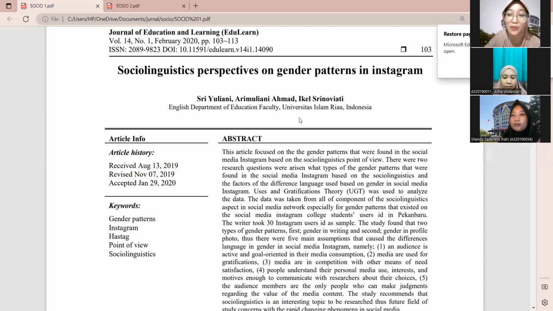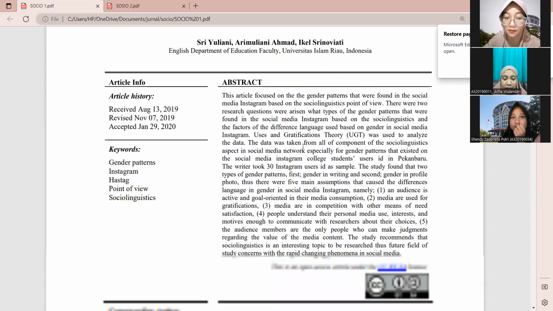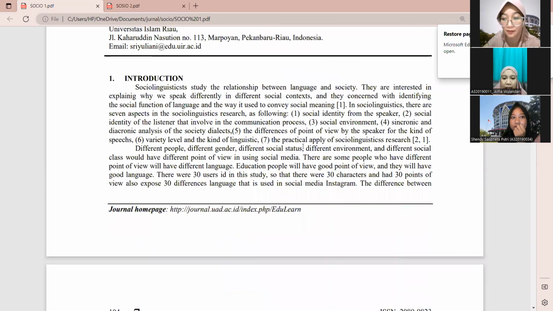Okay. This is about a long answer. This question is, what is the background of this article? The background is sociolinguistic study, the relation between language and society. They are interested in explaining why we speak differently in different social contexts, and they are concerned with identifying the social function of language and the way it is used to convey social meaning.